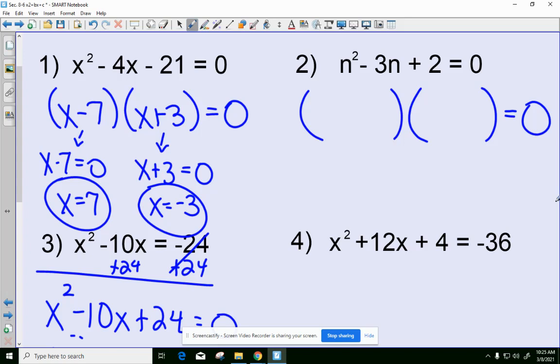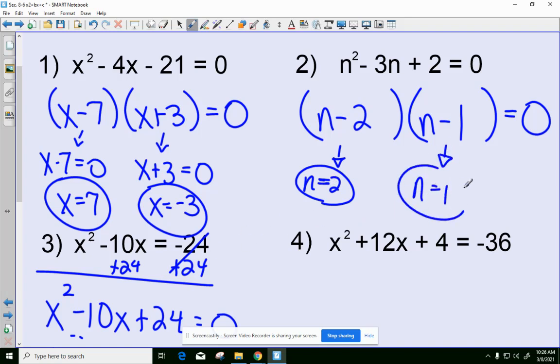Holly? Negative 2 and negative 1. That multiplies to a positive 2. It adds to a negative 3. So n minus 2, n minus 1. Okay. Neither one of those are my answers. Those are my factored forms of the equation. So what's the answer that satisfies the first factor? It is 2, right? That's what makes that one equal to 0. And what makes this one equal to 0, obviously, then would be a 1.